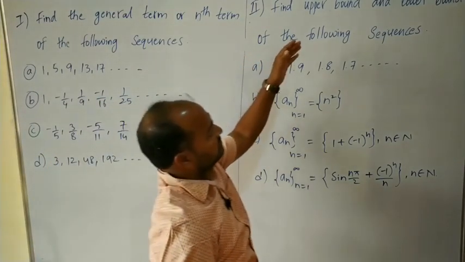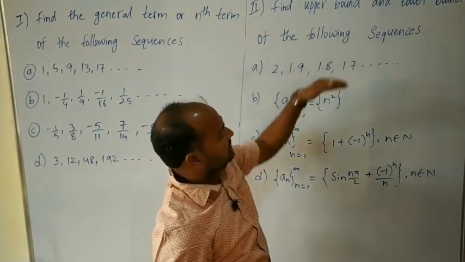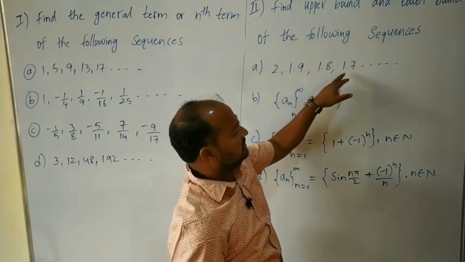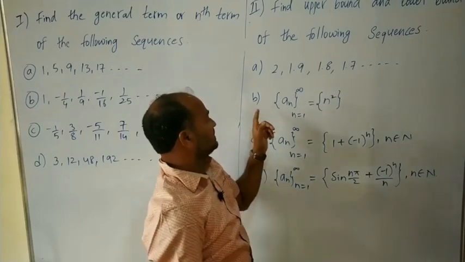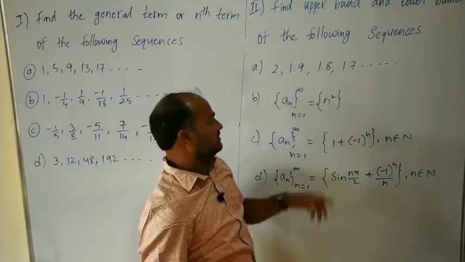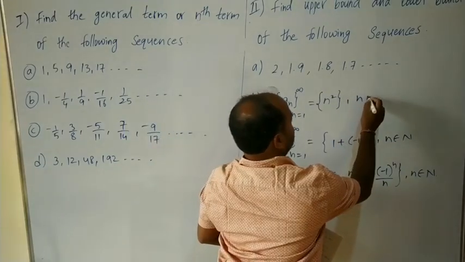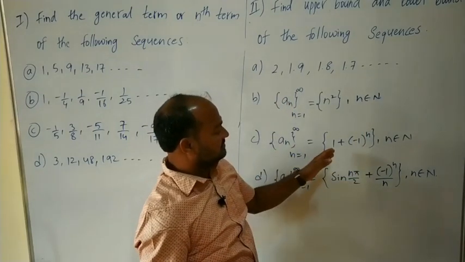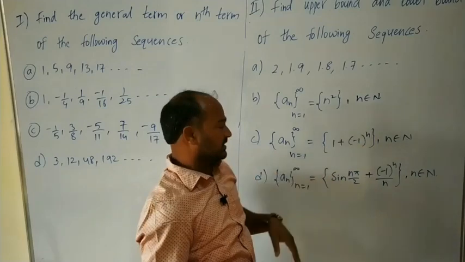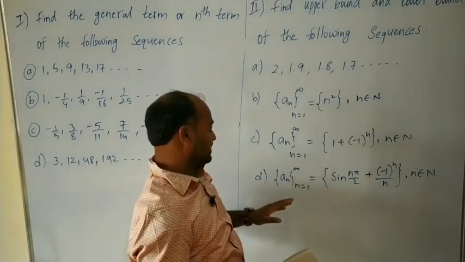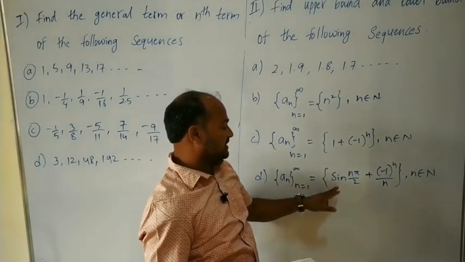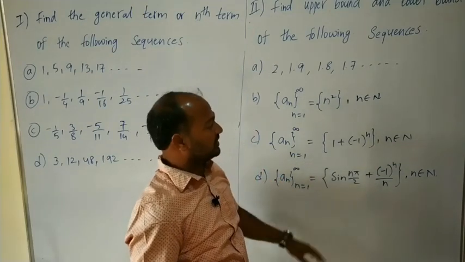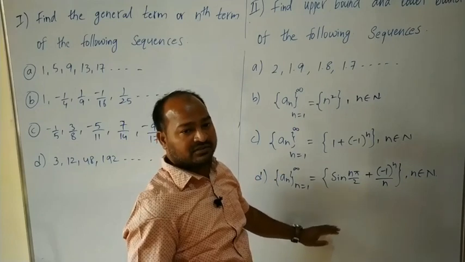Next, find the upper bound and lower bound of the following sequences. First one: 2, 1.9, 1.8, 1.7, and so on. Second one: the sequence n square, where n is a natural number. Third one: the sequence 1 plus minus 1 whole power n, where n belongs to capital N. Fourth one: sin n pi by 2 plus minus 1 whole power n by n. Okay, please try to solve these problems.